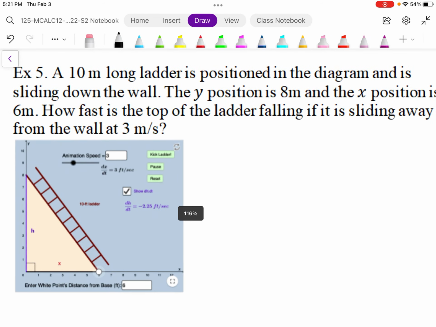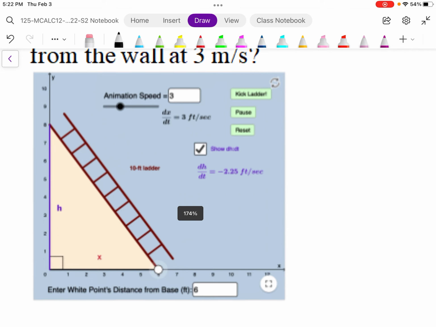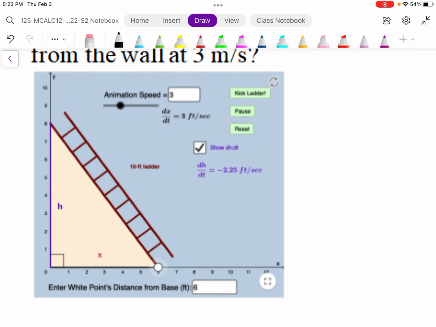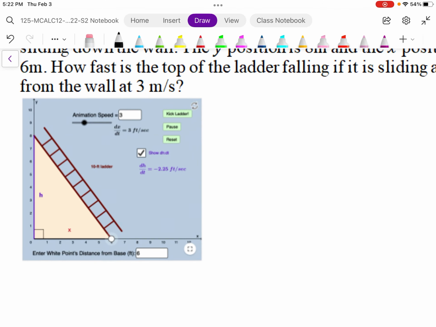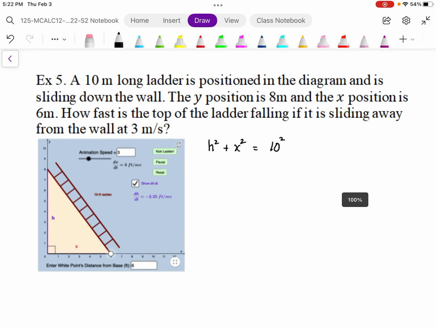To solve this latter problem then, we need to figure out a relationship between the x, the height, and the 10-foot ladder. And similar to one of the problems that we did before, there is a Pythagorean relationship between those three quantities. So I can say that h squared plus x squared is equal to, in this case it's not a variable, the ladder doesn't change length, it's 10 squared. So there's my relationship.